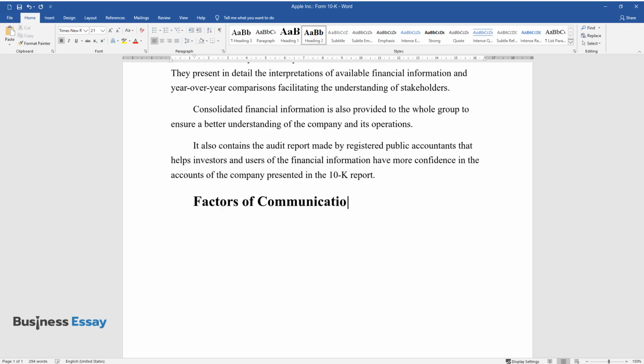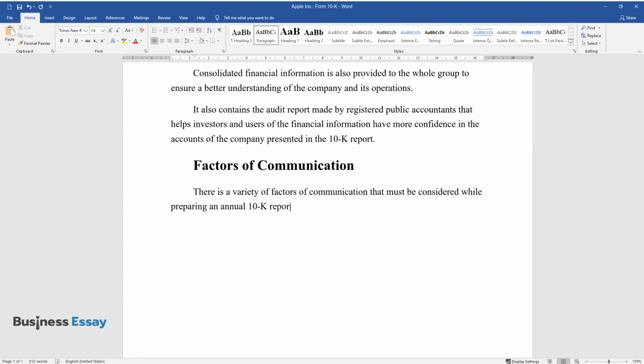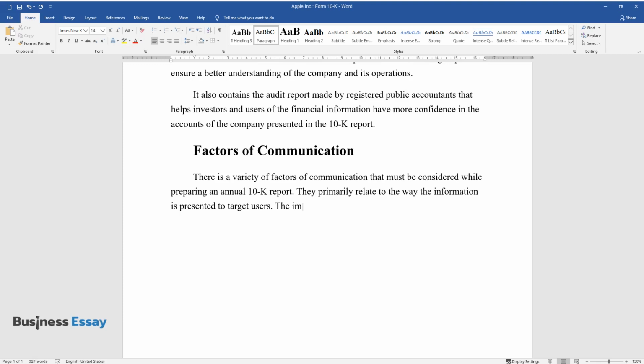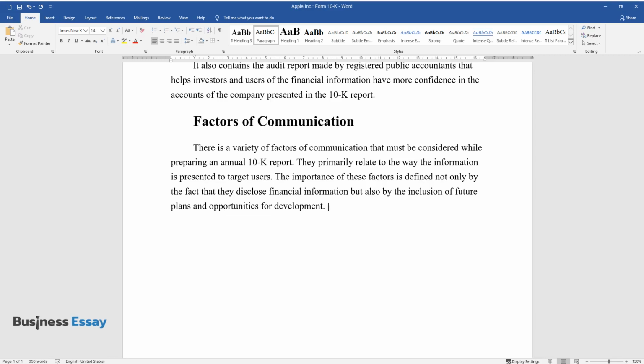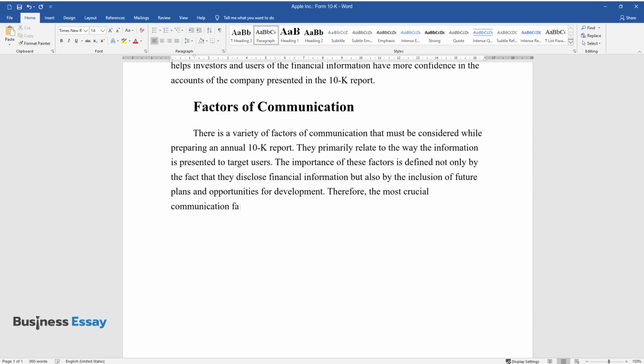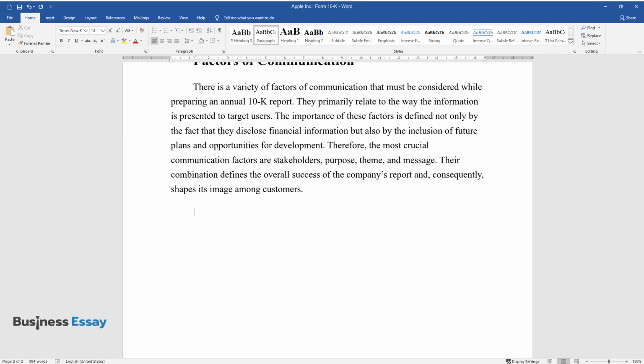Factors of communication. There is a variety of factors of communication that must be considered while preparing an annual 10-K report. They primarily relate to the way the information is presented to target users. The importance of these factors is defined not only by the fact that they disclose financial information but also by the inclusion of future plans and opportunities for development. Therefore, the most crucial communication factors are stakeholders, purpose, theme, and message. Their combination defines the overall success of the company's report and, consequently, shapes its image among customers.